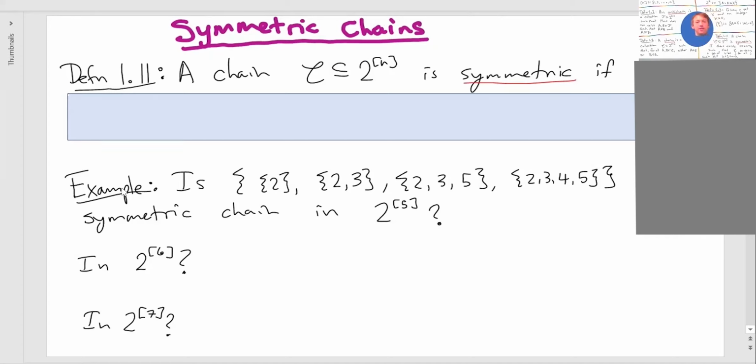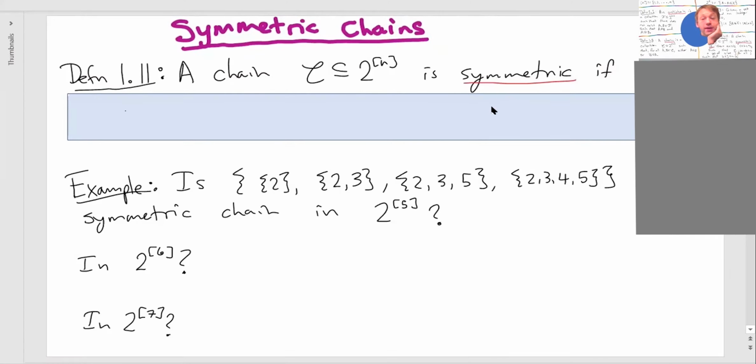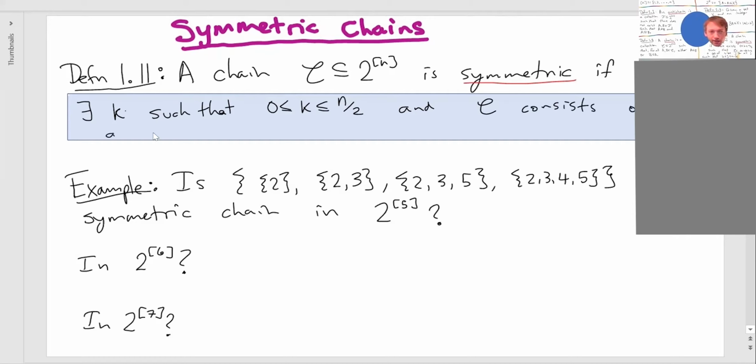Okay, this is a kind of technical definition here. A chain C is symmetric if there exists an integer k, somewhere between 0 and n over 2, such that C consists of sets of size k, k plus 1, k plus 2, up to n minus k.